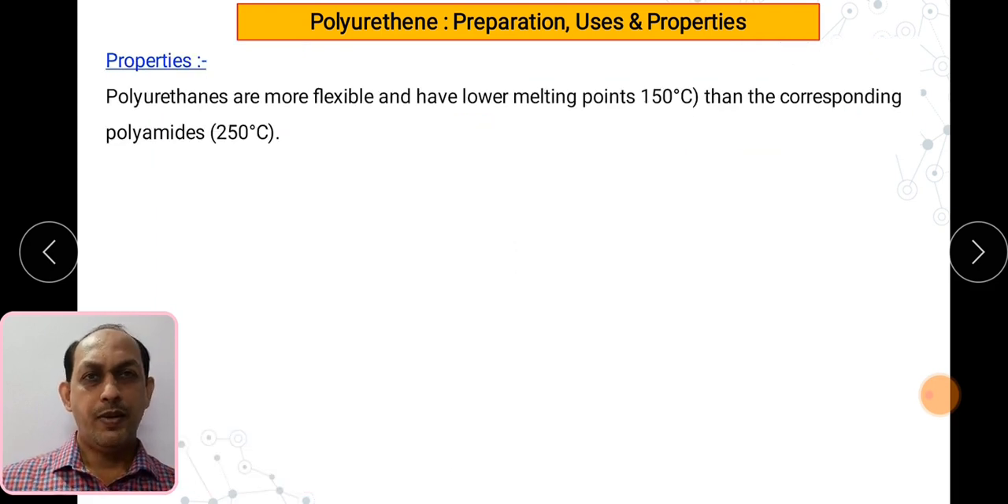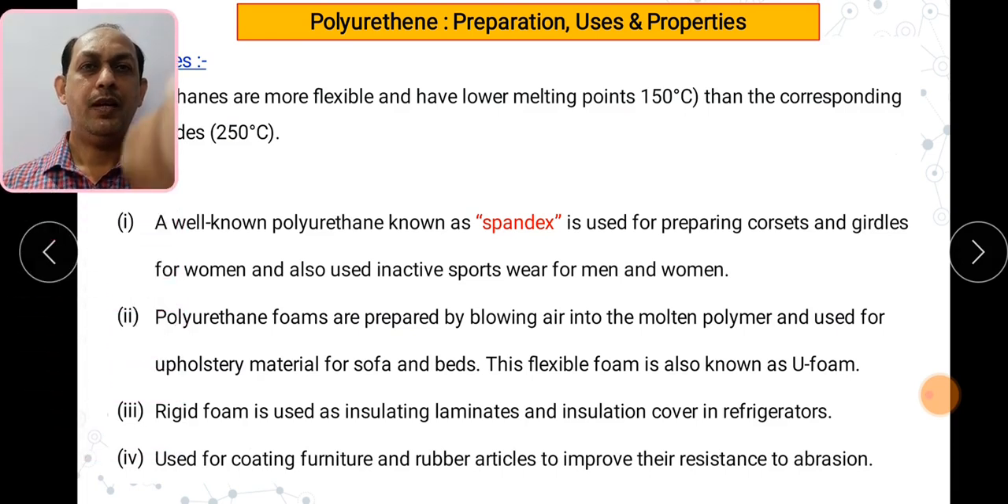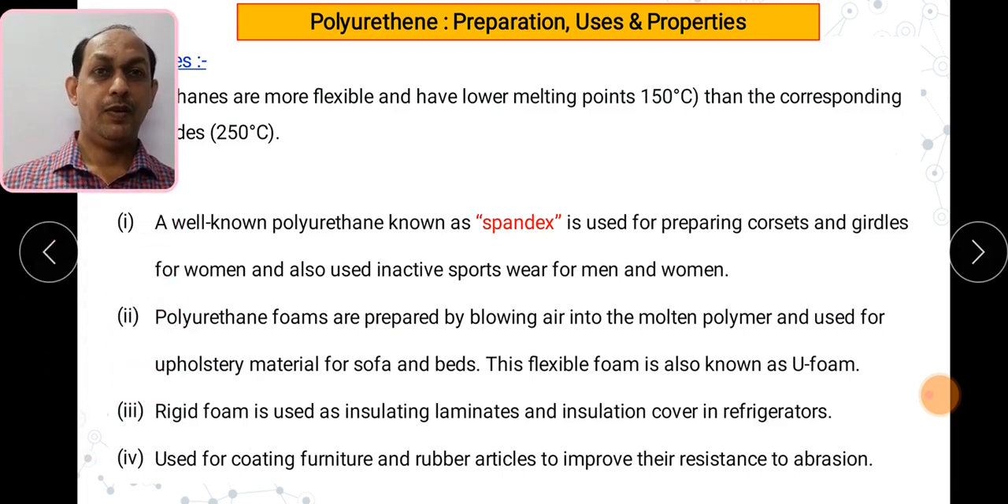So let us see properties. These polymers are more flexible and have a melting point around 150 degrees Celsius, which is lower compared to polyamides. The melting point of polyamides is about 250 degrees Celsius. So polyurethanes have a lower melting point, but they have very good uses.